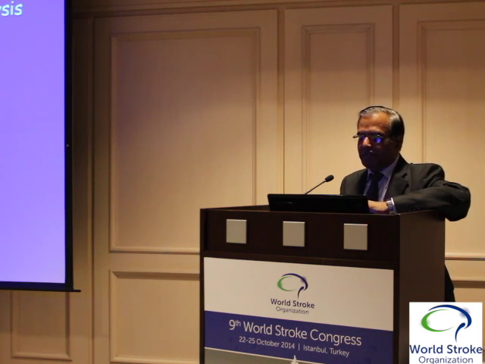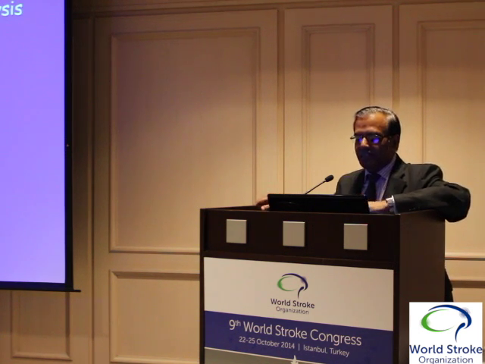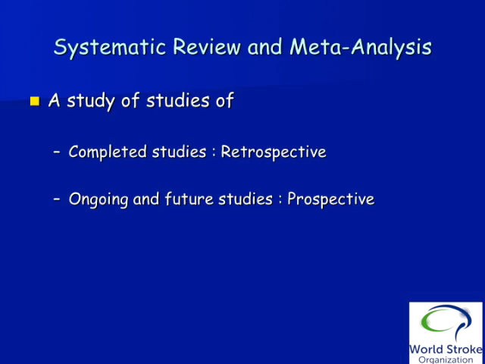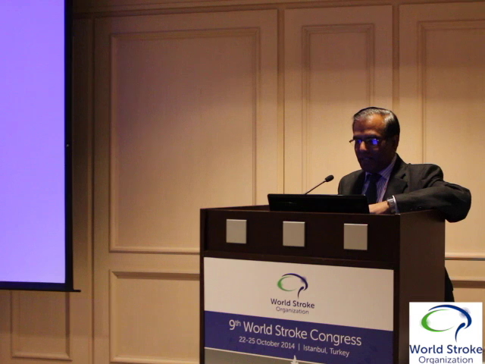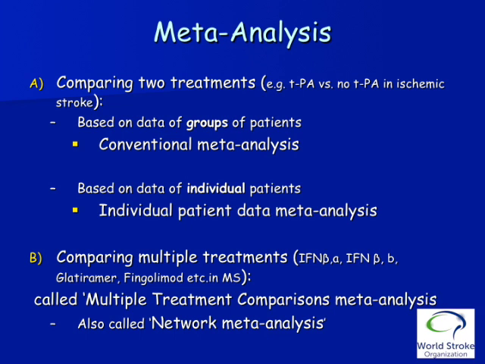And there are two types now recognized about systematic review. One is called retrospective, when you do it on completed studies, and one is prospective, when you plan to do it on ongoing and future studies. And meta-analysis, which usually compares two treatments, which is based on data of groups of patients, is called conventional meta-analysis. But when it is based on data of individual patients, it's called individual patient data meta-analysis.